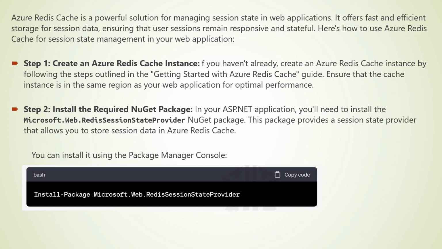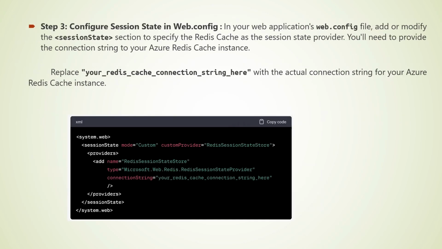In your ASP.NET application, you'll need to install the Microsoft Web.Redis Session State Provider NuGet package. This package provides a session state provider that allows you to store session data in Azure Redis Cache. You can install it using the Package Manager console.